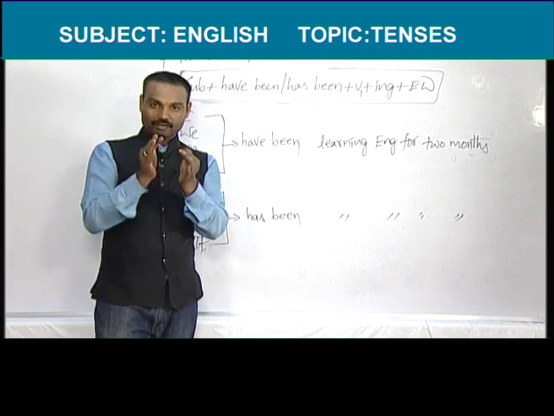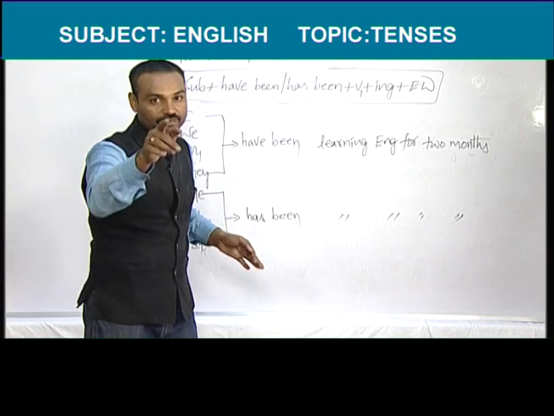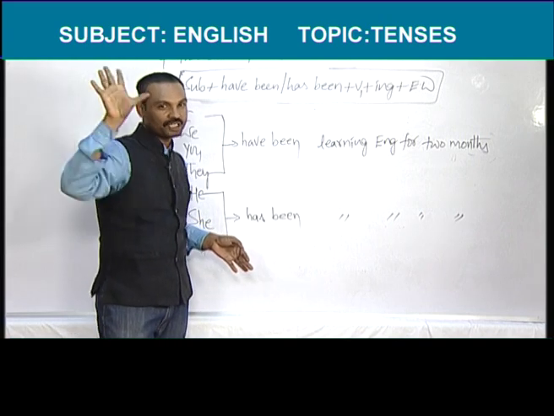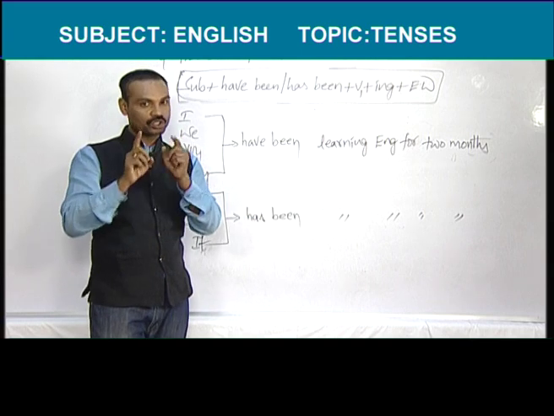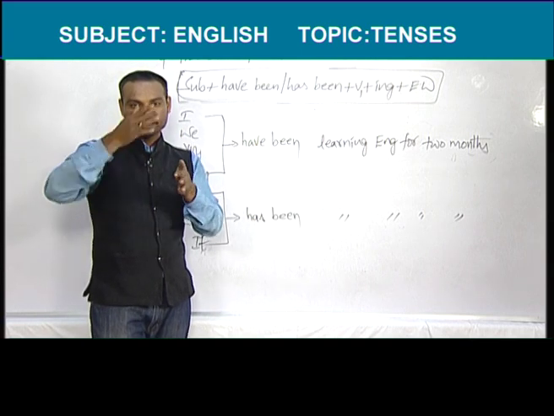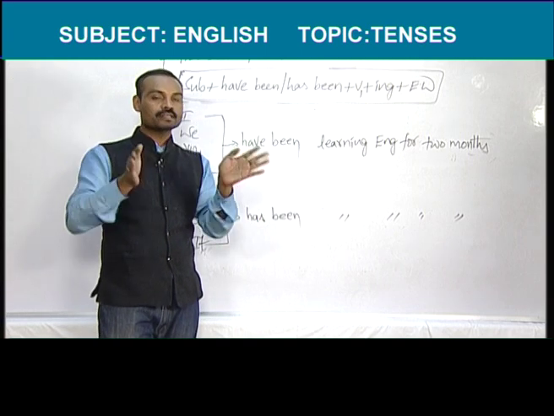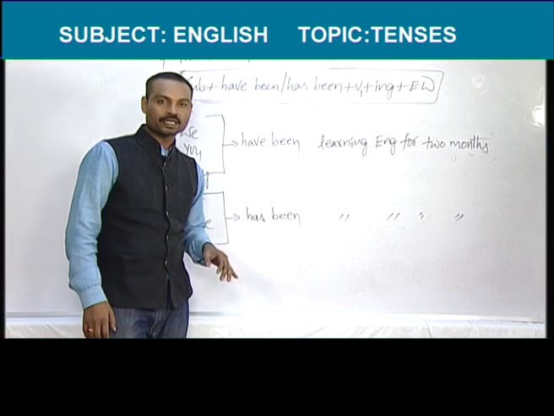For example, if you would like to mention the name of the month, for example, March, March indicates a point of time. I have been preparing for competitive exams since March. We have been preparing, you have been preparing, they have been preparing, he has been preparing, she has been preparing. So friends, like this, we should write sentences from present perfect continuous tense.